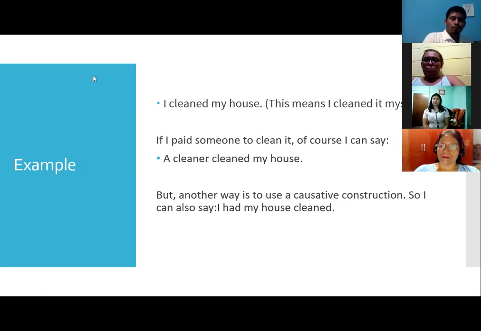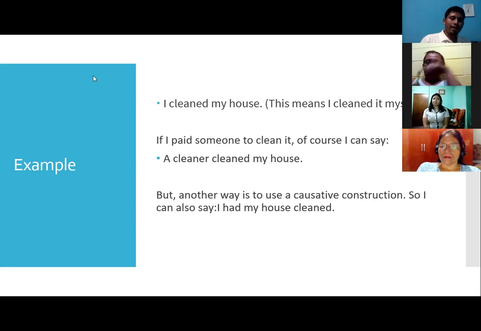I clean my house. If we see this sentence, we're using a past simple tense, I clean my house. And the meaning of this sentence says that I clean it, or I clean my house by myself, okay? If we're going to say that someone else did that action, we can express it like a cleaner cleaned my house. That means someone else did it for me, okay?